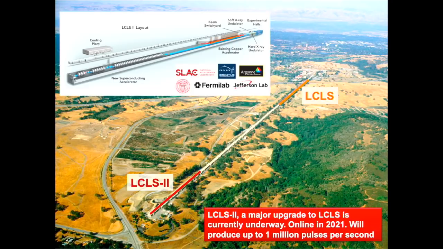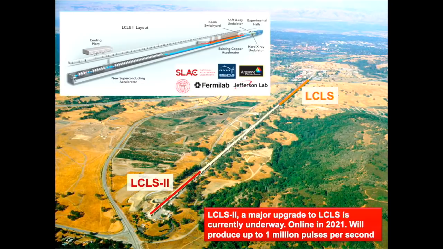We are about 80% through the construction of a new accelerator and a new system that we call LCLS2. This is a reverse view of the picture I showed earlier of LCLS. We currently use the last kilometer of the accelerator. The first kilometer has been refurbished to be a superconducting accelerator. It will come online in 2021 and it will produce 1 million pulses per second. Currently we operate at 120 pulses per second. So a huge increase in the number of pulses.